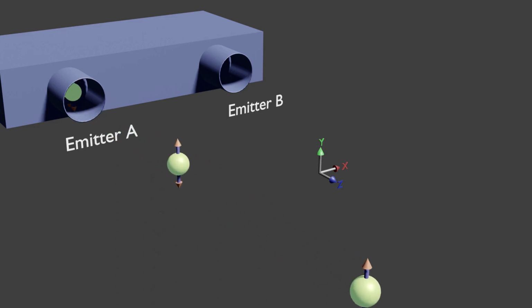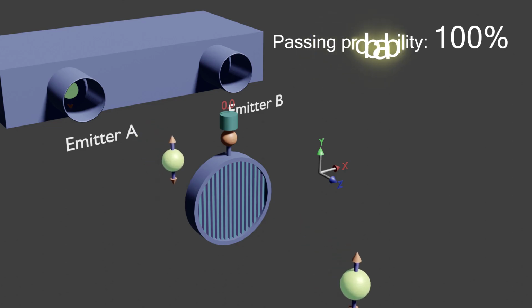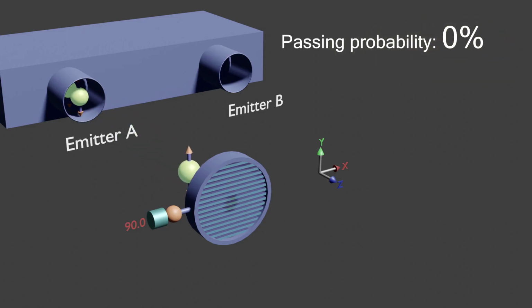This shows linearly polarized photons. The arrows indicate the polarization angle. If the polarization angle of the photon matches the polarization filter angle, 100% of the photons will pass through the filter. Tilt the filter 90 degrees and all photons will be blocked by the filter.